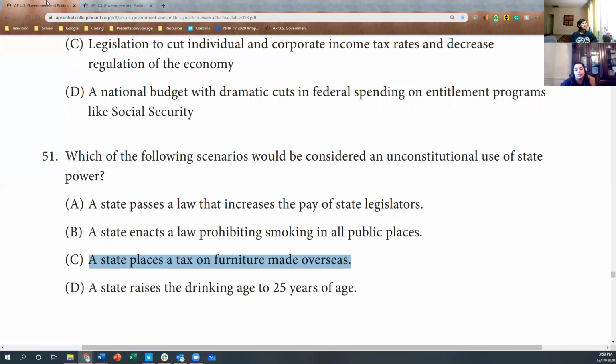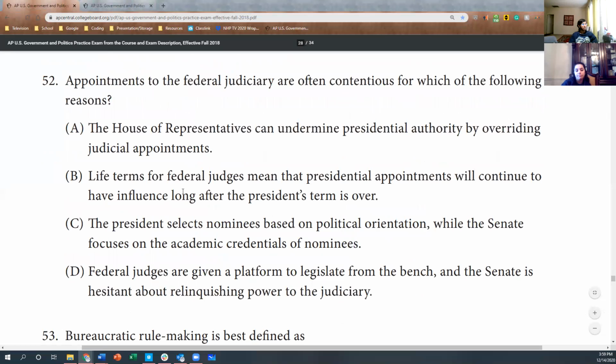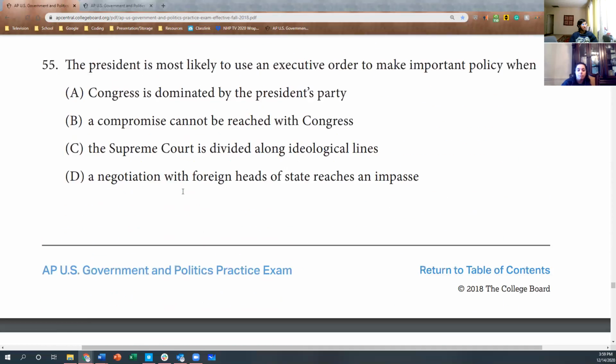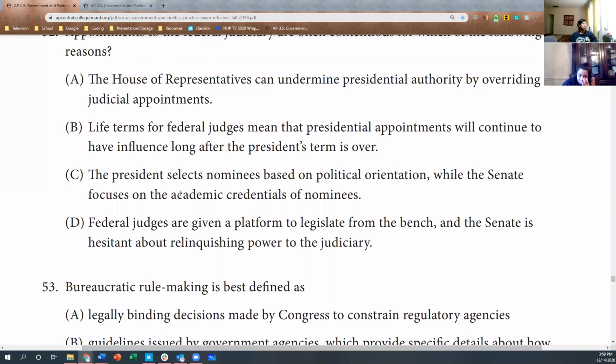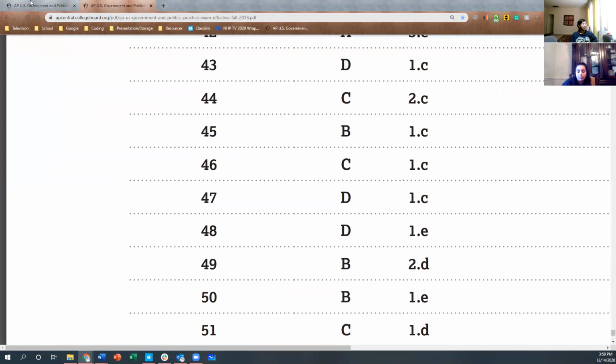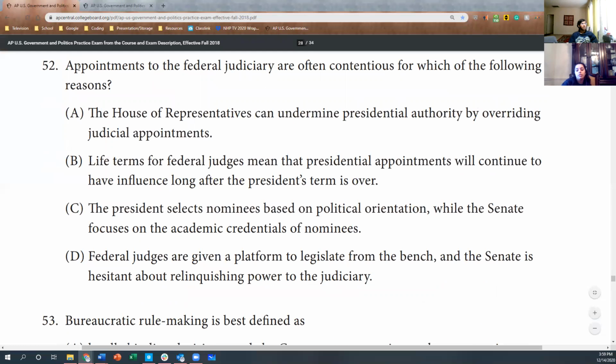I think yes. Okay. I think we're almost done with multiple choice. 55. Then we can just quickly discuss the FRQs just to see if we have anything. 52. Appointments to the federal judiciary are often contentious. We've done this one, I think.